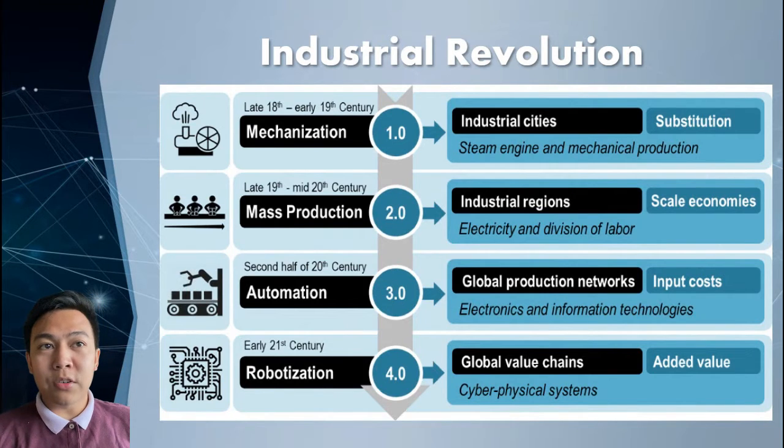For the third industrial revolution, which uses automation, which started in the second half of the 20th century, global production networks started and input costs where electronics and information technologies were in place. And for today, we now live in the fourth industrial revolution where robotization is being used, and global value chains and added value use cyber physical systems.